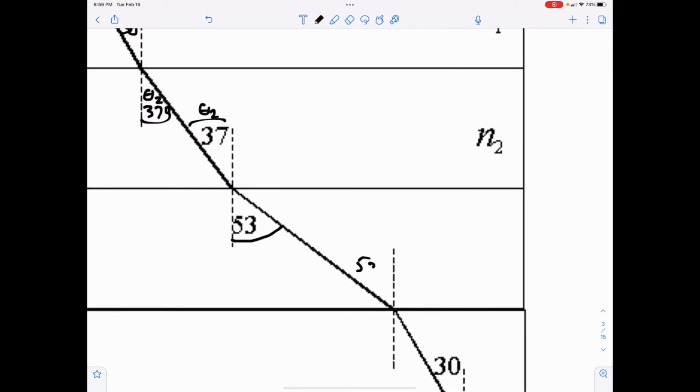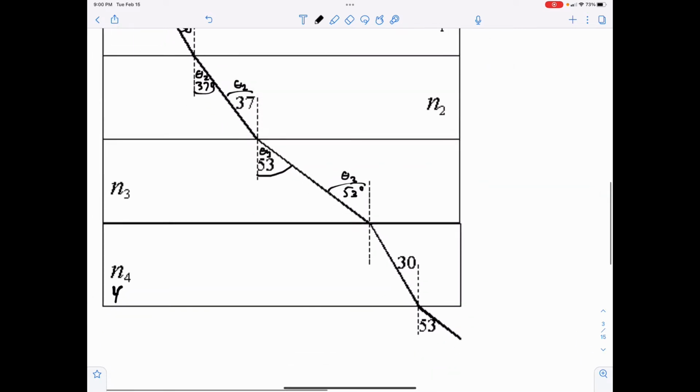Okay, that would make this a 53-degree angle. I would call this theta 3, and then finally, we're going to a 30-degree angle. That would also be a 30-degree angle. I'll call that theta 4 and theta 4, and then this would be, I guess, back to theta air again, because you're exiting the slabs of material.